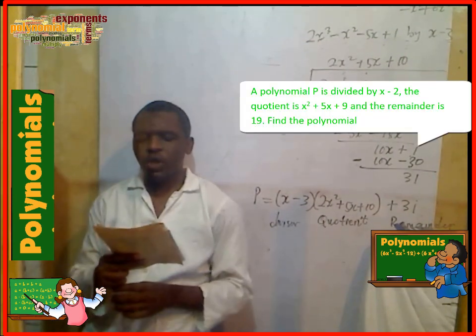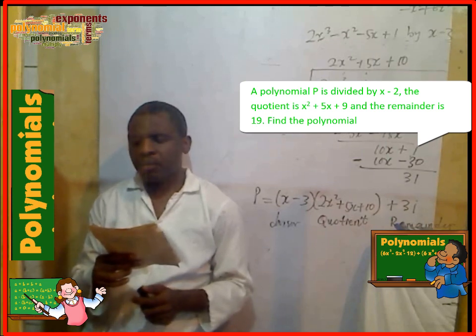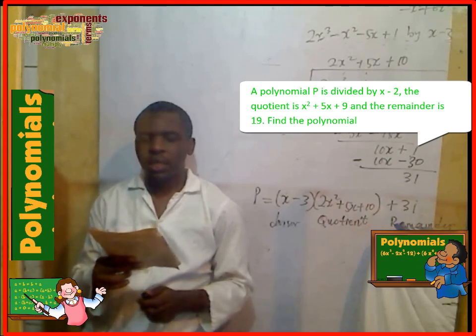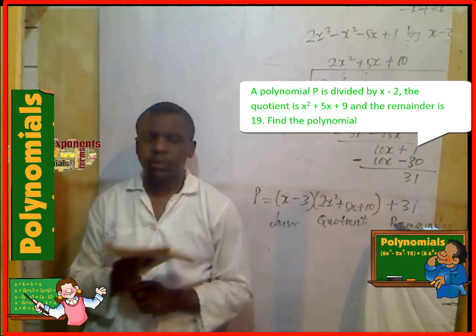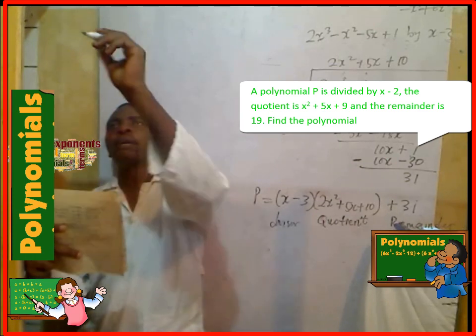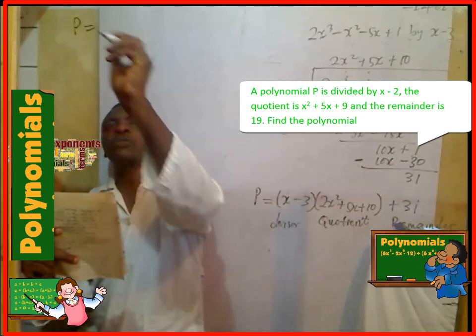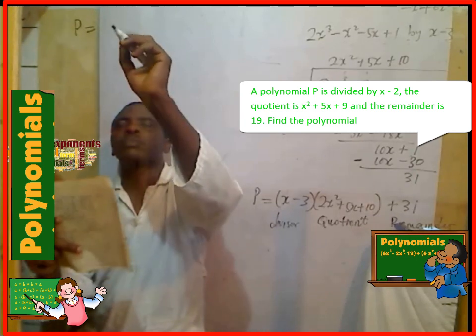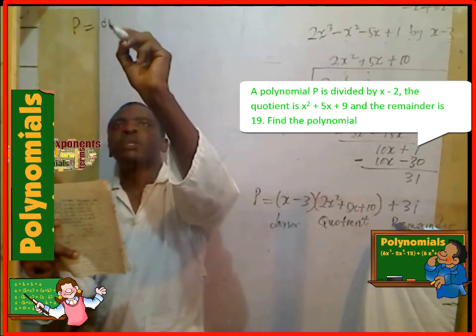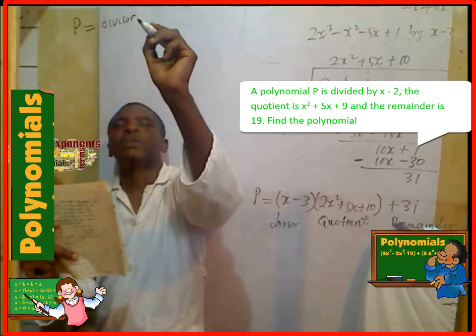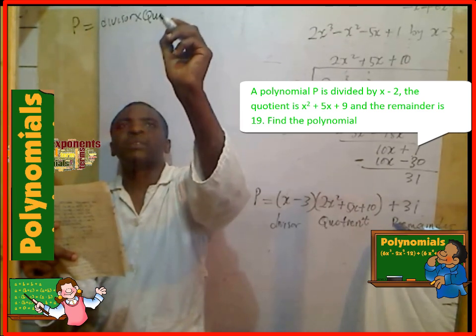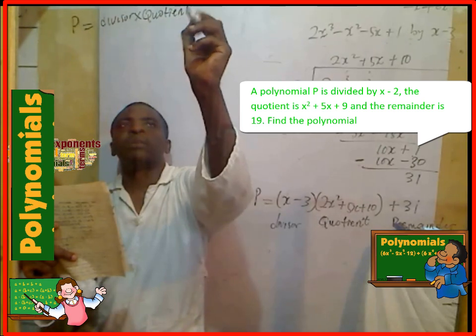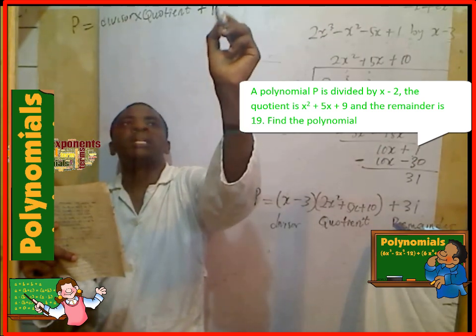A polynomial p is divided by x minus 2. The quotient is x squared plus 5x plus 9, and the remainder is 19. Find the polynomial. We know that our polynomial p is equal to divisor times quotient plus remainder.